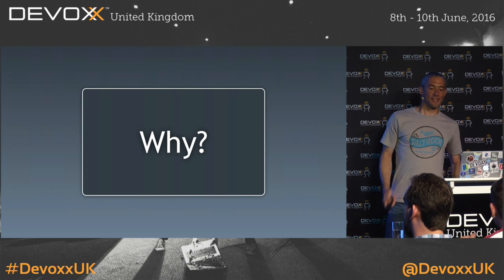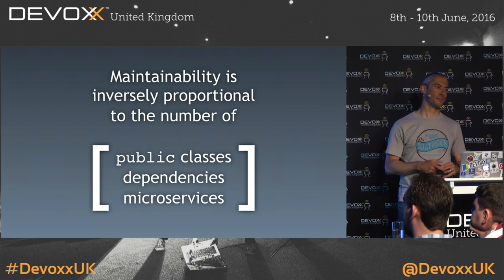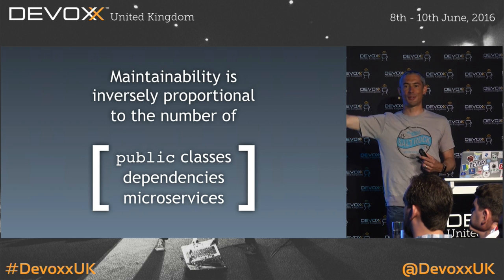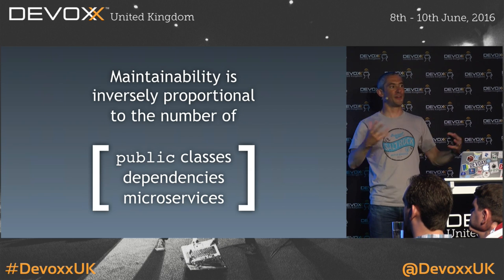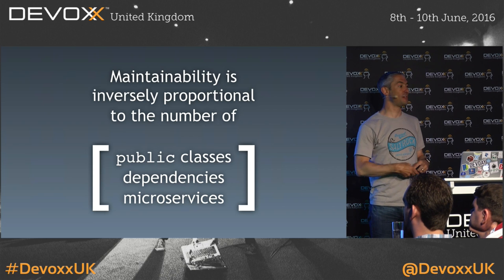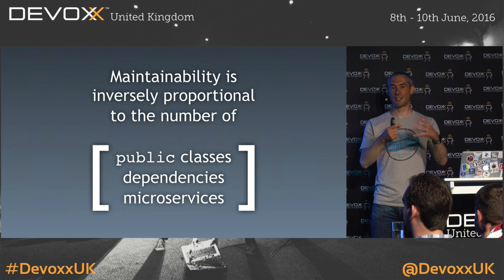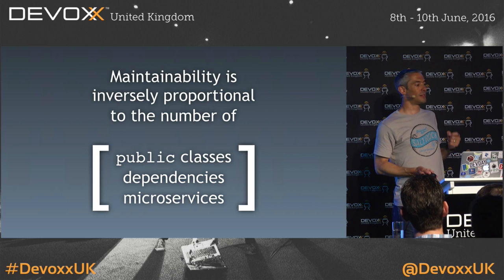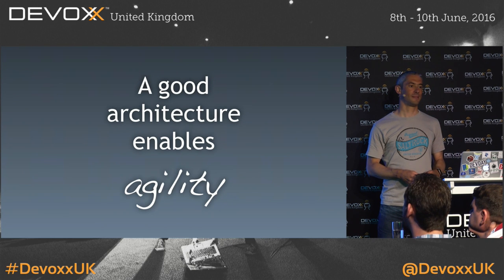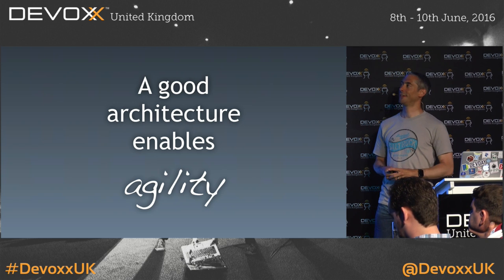Why is all this important? Why do I think it's important? It's basically about maintainability. The maintainability, you can say, is inversely proportional to the number of public things, whether they are classes or microservices. And basically, the more dependencies you have, the harder it gets. And you've probably seen this. If you have a big ball of mud, it's really hard to maintain and look after. If you have a nice, well-structured code base, well, that's good. A well-structured code base, a good architecture, gives you agility. People say, how can we get agility from our code base? Make it structured.